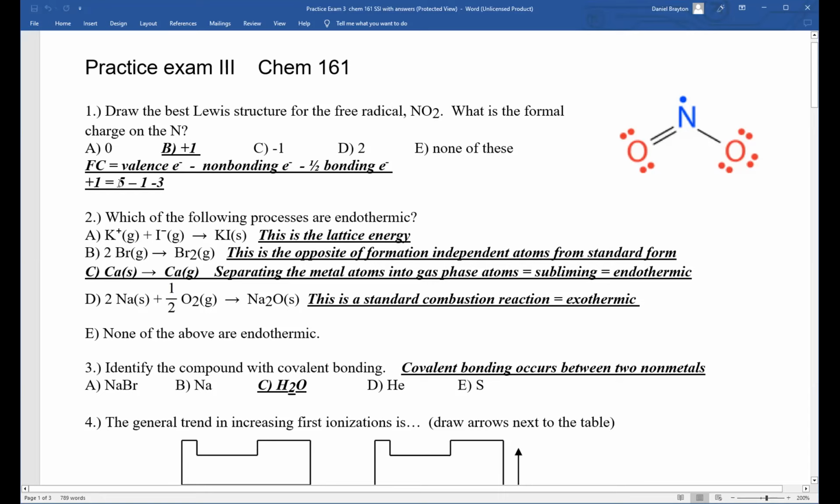And so, valence electrons, this is the best one. Valence electrons, nitrogen has 5. Non-bonding electrons is that one blue lone pair. And then minus 1/2 the bonding electrons. So there's 2, and then the double bond 4. So 6 divided by 2 is 3. So 5 minus 1 minus 3 gives us +1. And whenever you get a free radical, it's always going to be a +1 or a -1. A lot of times it's a -1. This is a little bit rarer of an example.